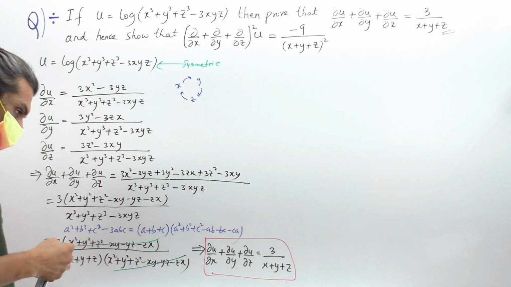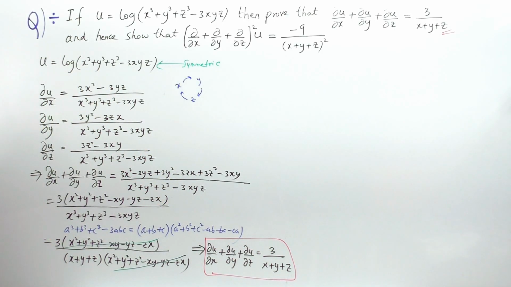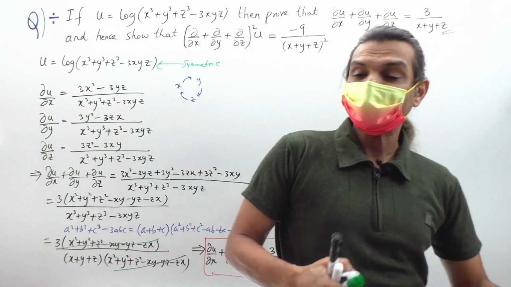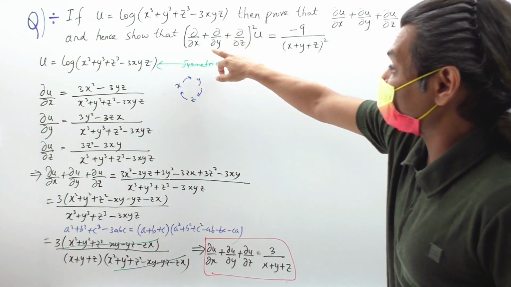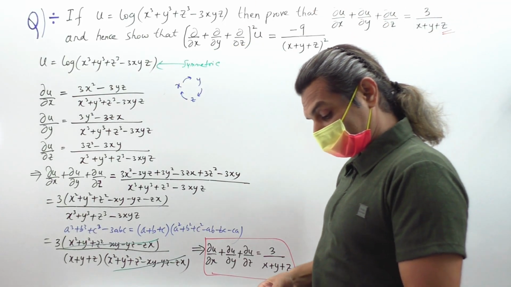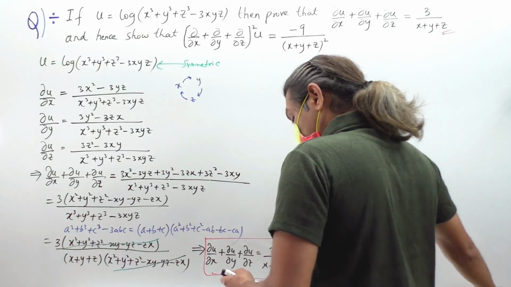Okay, so I've done the first part. Now let's move on to the second part. What's the second part here? And hence show that (∂/∂x + ∂/∂y + ∂/∂z)² u is equal to −9/(x+y+z)². So how am I going to do this now?